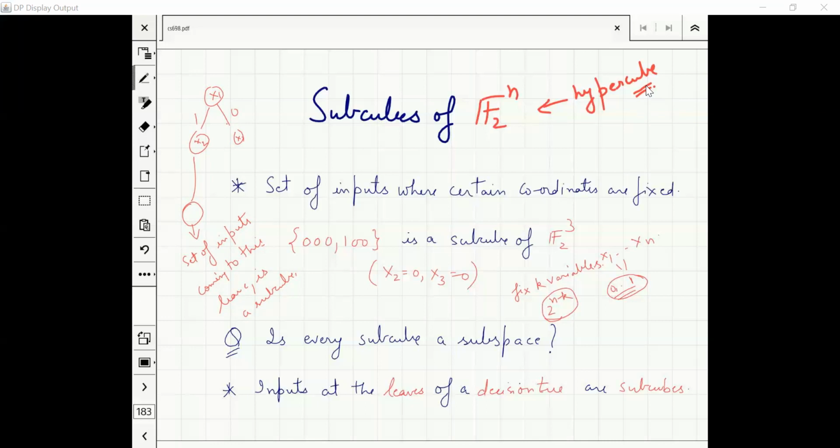No. Okay. Now we have learned two things: subspaces of F to the power n and subcubes of F to the power n. These were two different objects, but we saw that all the sizes were always powers of 2, both for subcubes and for subspaces. The natural question someone might ask is: is every subcube a subspace?